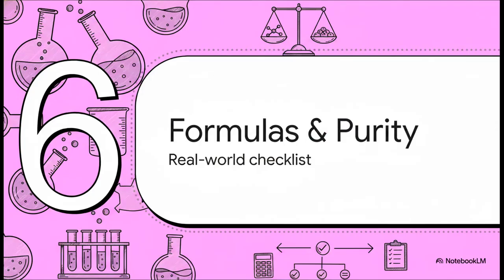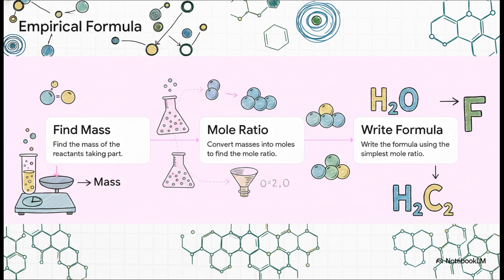Section 6. Formulas, yield, and purity. The real-world laboratory checklist. Now we're getting to the real-world laboratory checklist, where all these mole calculations truly prove their worth. First up, chemists actually use moles to discover the very formulas of unknown compounds. If you analyze a substance, you can figure out its empirical formula, which is just the simplest ratio of its atoms, in 3 foolproof steps. Step 1. Find the mass of the reactants taking part. Step 2. Convert those masses into moles to find your mole ratio. And finally, step 3. Write the formula out using that simplest mole ratio. Boom, you've got your empirical formula.